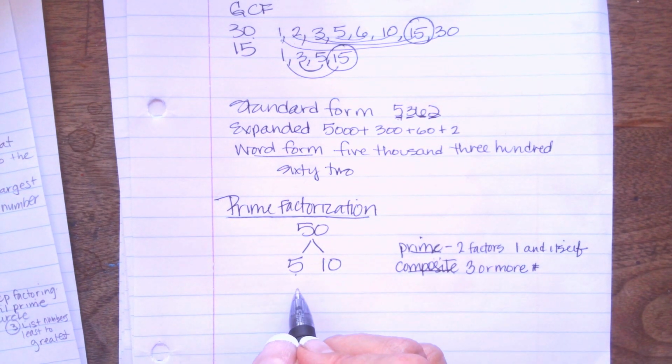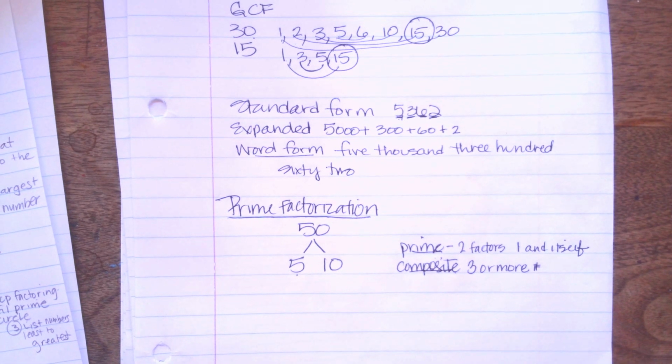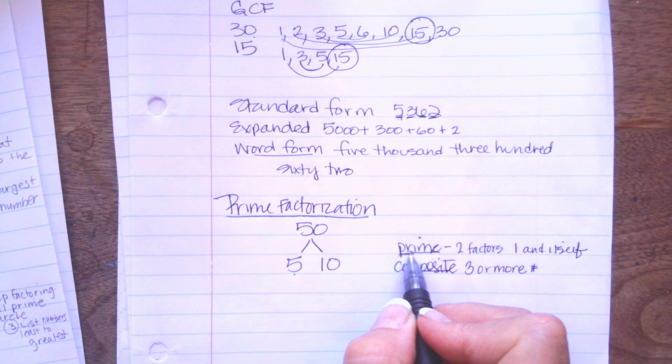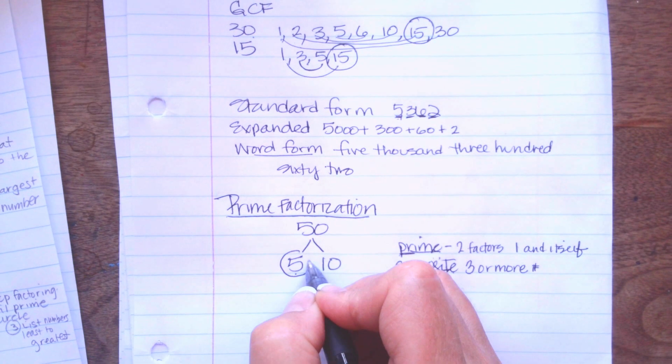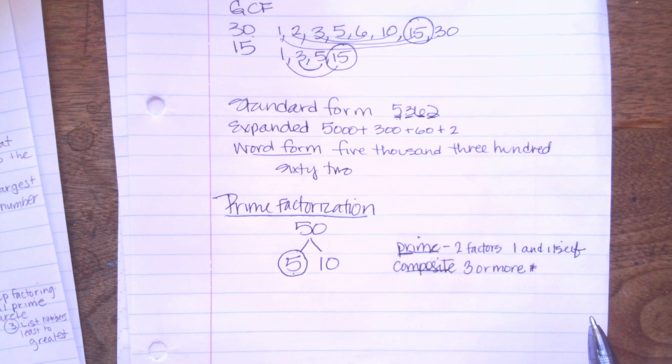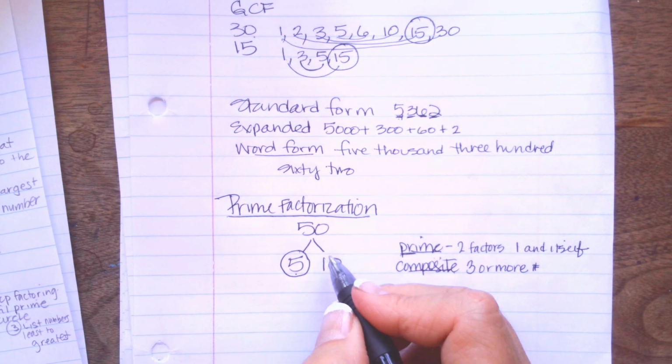There's no other numbers. 2 doesn't divide into it. 3 doesn't divide into it. So as soon as I get to a prime number, I circle it. Does that make sense to you now? Yeah, I just forgot what it was called, but I know how to do it.